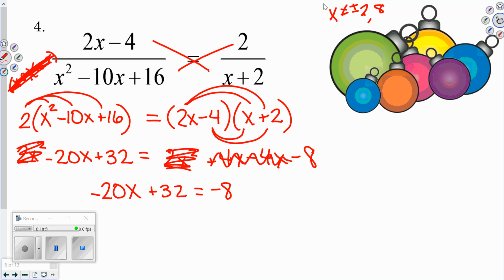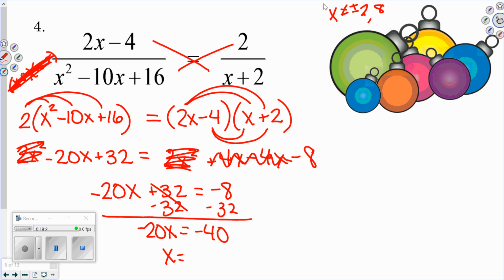And Sam worked ahead earlier. She tried to set it equal to 0 because it's her instinct to set it equal to 0 and factor, right? I drilled that into your head to factor everything. But I don't have to here. I'm going to subtract the 32. I don't have an x squared, just solve it. No worries about setting it equal to 0. So negative 20x equals negative 40. So what does x equal? 2.